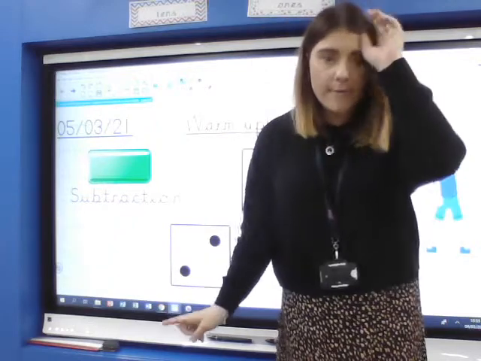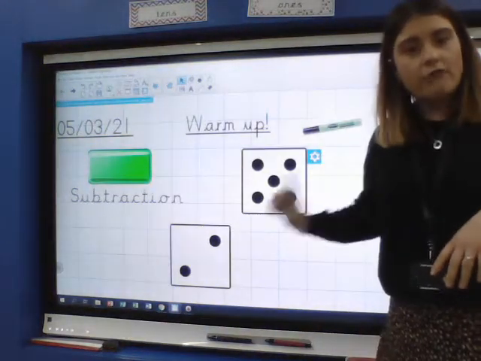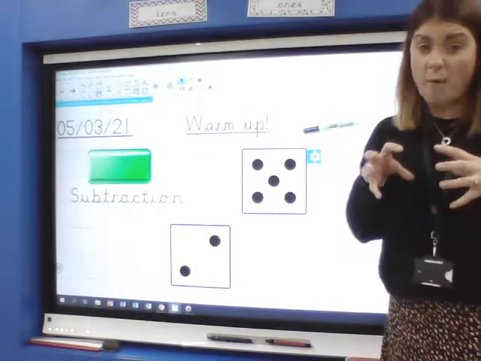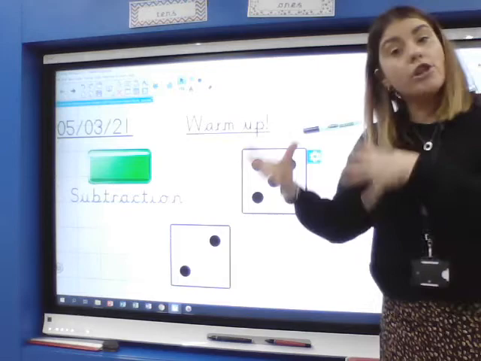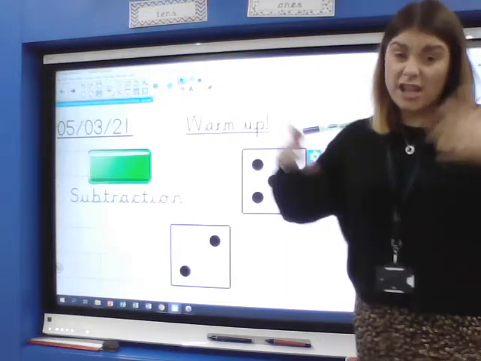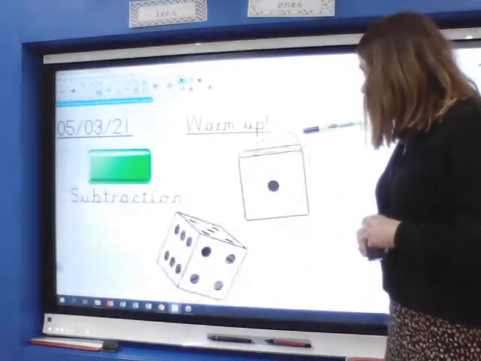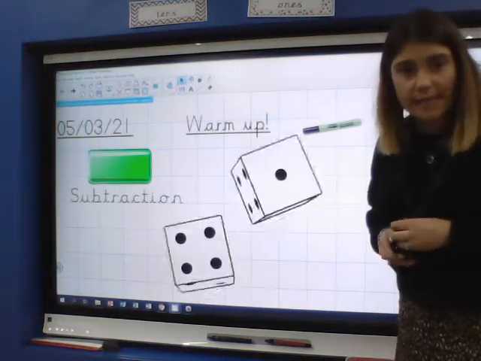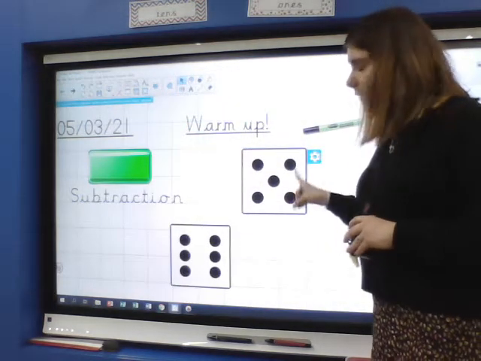So using your whiteboard and pen, I've got 2 dice on my board. I'm going to roll my dice, and we're just going to start with taking ones away. We're going to take the smaller number away from the larger number, because we can't take a larger number away from a smaller number. So Miss was going to roll her dice, and your first number sentence on your whiteboard, I've got the numbers 6 and 5.